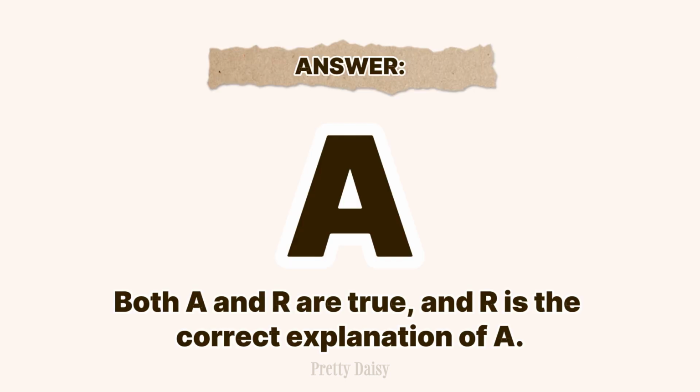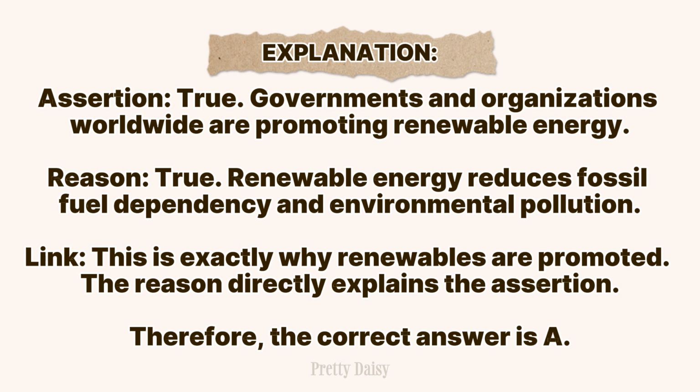Answer. A. Both A and R are true, and R is the correct explanation of A. Assertion. True. Governments and organizations worldwide are promoting renewable energy. Reason. True. Renewable energy reduces fossil fuel dependency and environmental pollution. Link. This is exactly why renewables are promoted. The reason directly explains the assertion. Therefore, the correct answer is A.